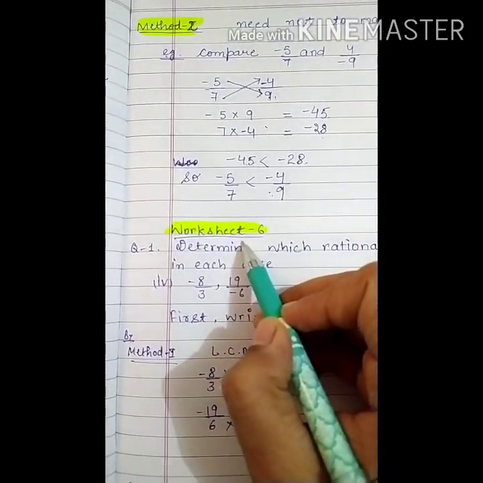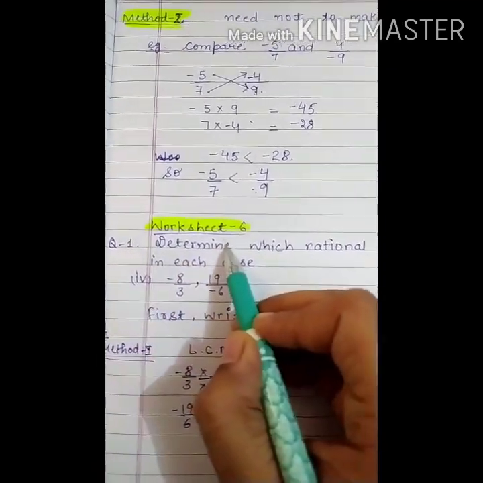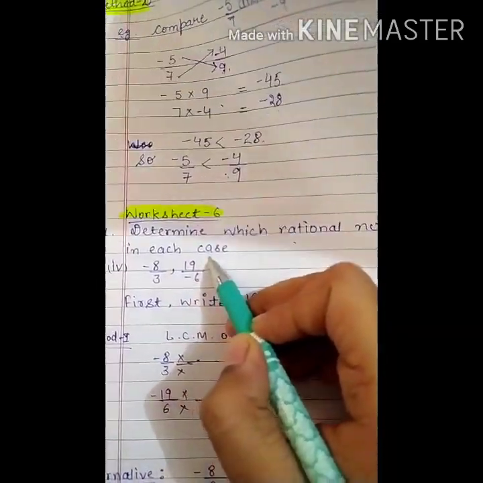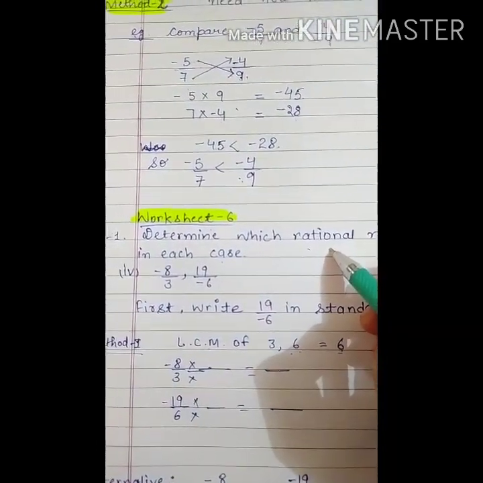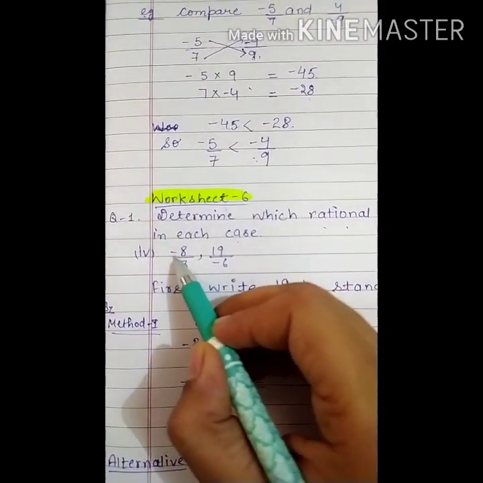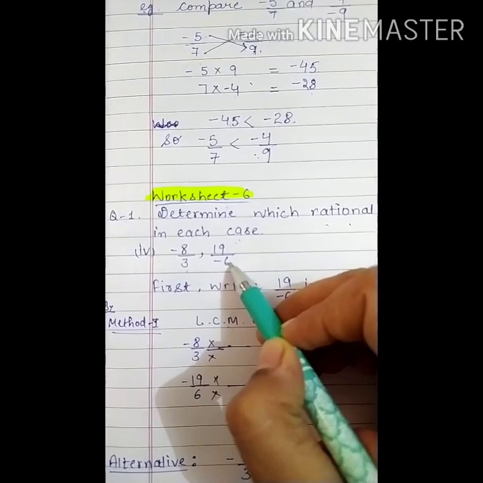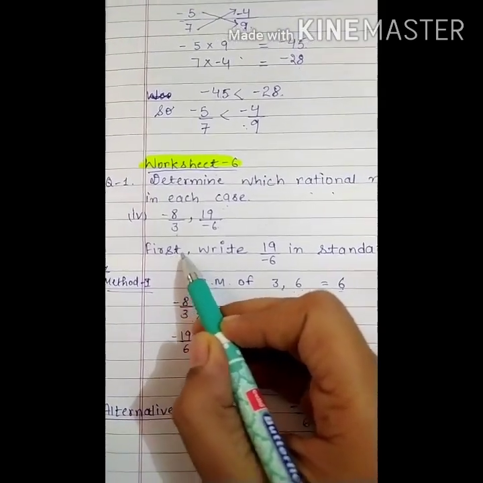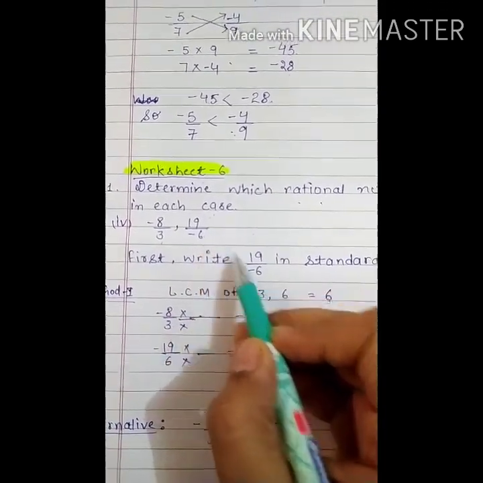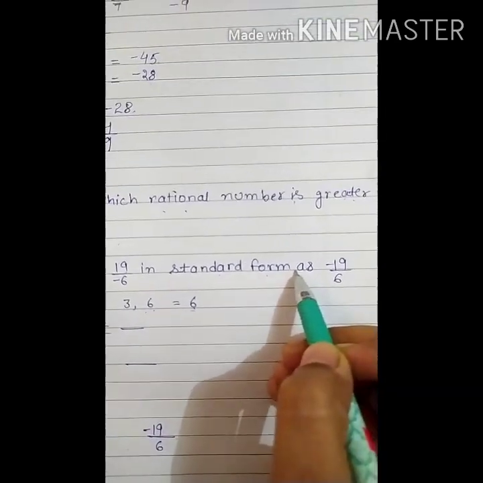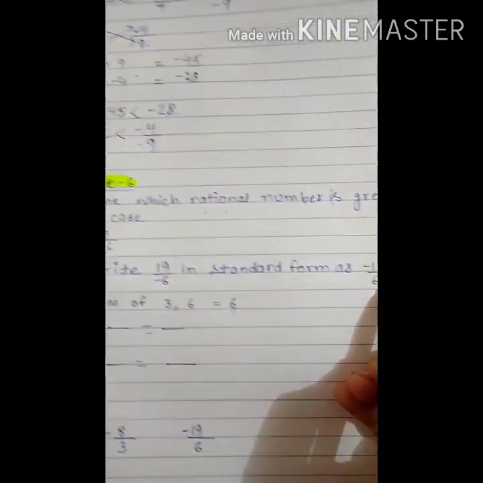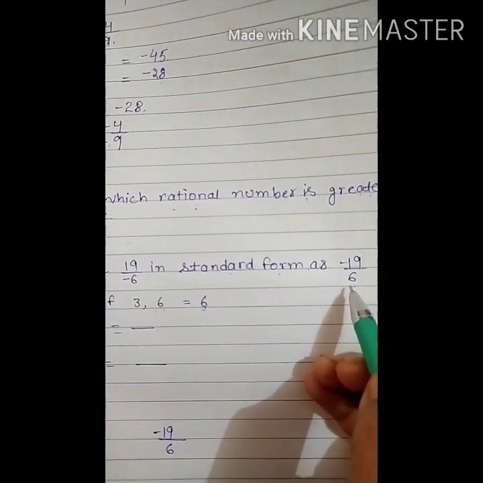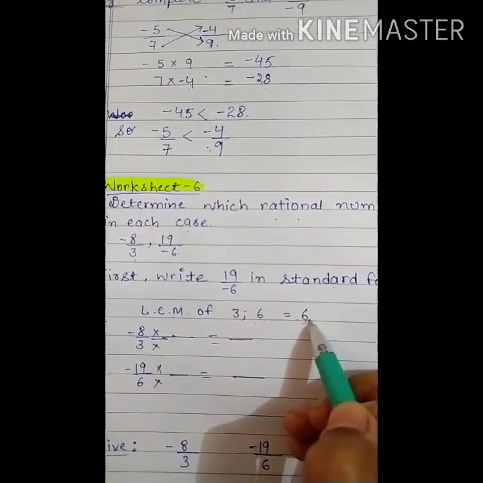Now let us proceed to worksheet 6, question number 1. Determine which rational number is greater in each case. That means we have to compare the two rational numbers. Part 4 is -8/3 and 19/-6. By method 1, first write 19/-6 in standard form as -19/6. Now find the LCM of 3 and 6, which is 6.